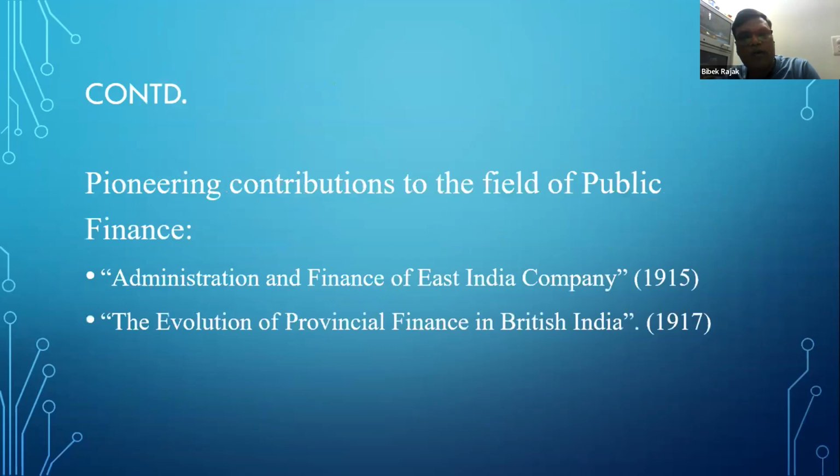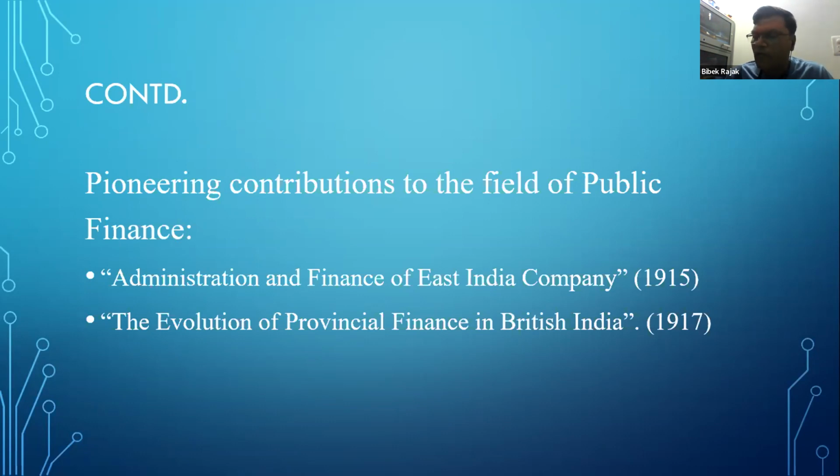Now moving on to his MA and PhD works. In Columbia, while doing his MA, he wrote a 46-page-odd thesis, or say dissertation, called Administration and Finance of the East India Company. That was basically for the period from 1792 to 1857. So this covers a period of 65 years.